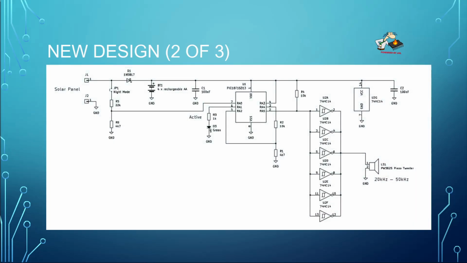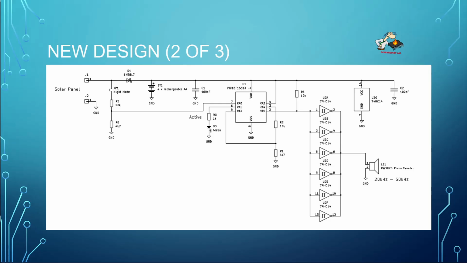So this is the design. If you start at the left, you see the connection for the solar panel, and then there's a voltage divider by R5 and R6, which is used to measure the voltage of the solar panel. And with the jumper GB1 you can enable the night mode. The solar panel is connected to the batteries via the Schottky diode D1. And the heart is formed by the PIC microcontroller, which controls the LED, but also has a voltage divider to measure the battery voltage. And on the right you find the 74HC14, the output buffer that drives the tweeter.